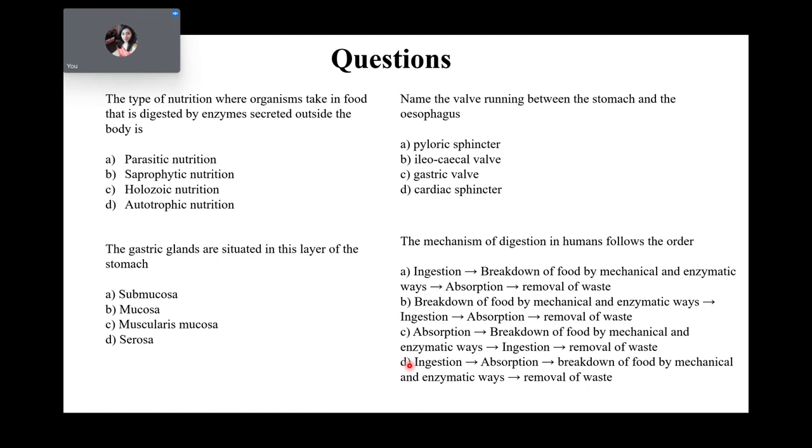The next is the gastric glands, which are situated in the thin layer of the stomach. So which layer of the stomach actually has the gastric glands? And in general, what is the mechanism of digestion? Like, what are the steps and in what flow?